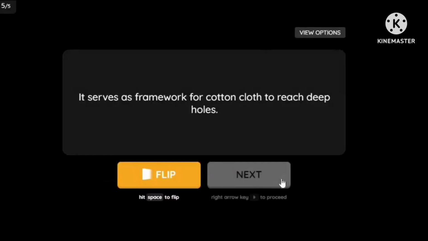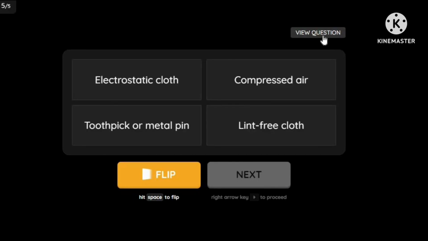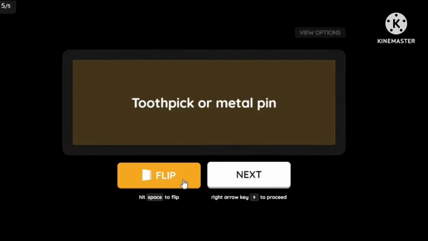And lastly, question number 5. It serves as a framework for cotton cloth to reach deep holes. Is it electrostatic cloth, toothpick or metal pin? Is it compressed air or lint-free cloth? What do you think is the correct answer? And the correct answer is, very good, toothpick or metal pin. Congratulations. Job well done. Wow!